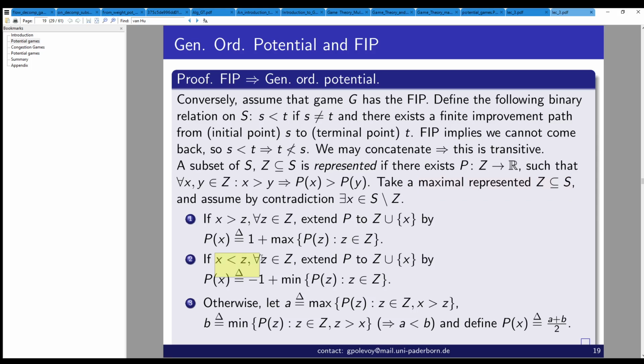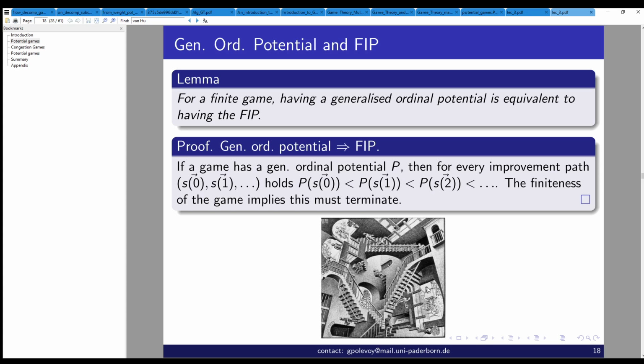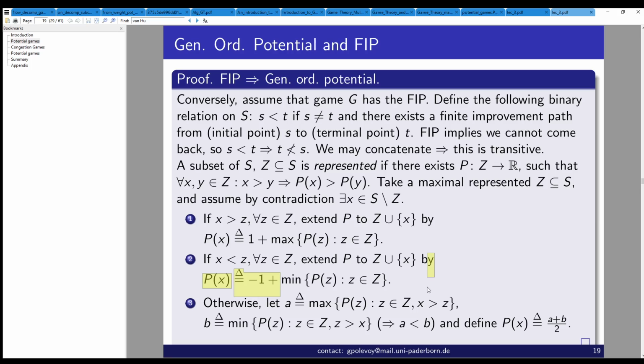Analogously, if X is smaller than every element in Z, then we just extend P to Z when we add X to that set by looking at the minimum value of P on Z. It's finite, so don't worry. We assume the set is finite, so we can look at the minimum value and subtract 1, so P on X will be strictly smaller than any P on Z. Since X is strictly smaller than every element in Z, P will also represent this larger set, Z united with X, and that contradicts the assumption that Z is a maximally represented set.